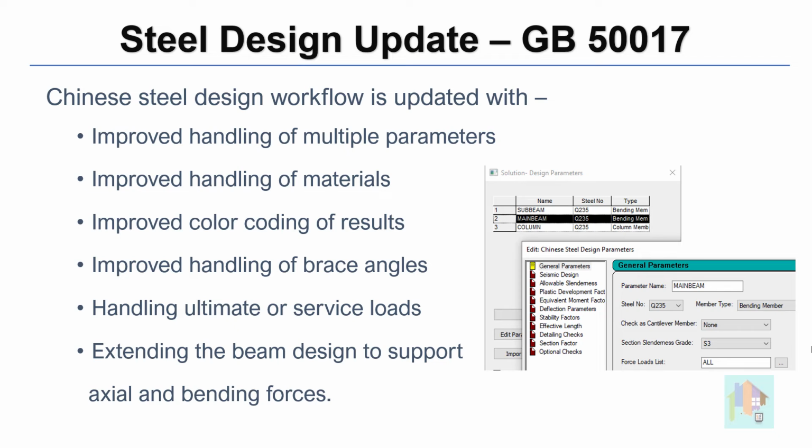In Update 7, the Chinese steel design interface was included in the STAAD workflow, and this is further modified in the latest version. Additional options are provided for the color coding of results and to handle different sets of loads for service and strength check purposes. Also, this interface is improved to handle multiple parameters, materials, and press angles. More details are provided in the revision history file.